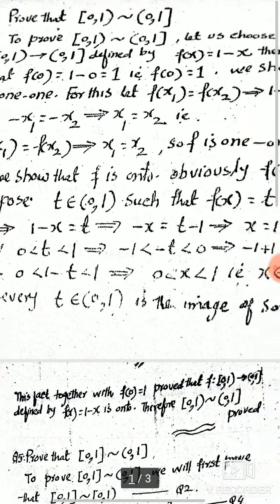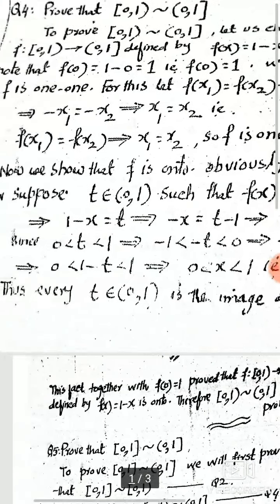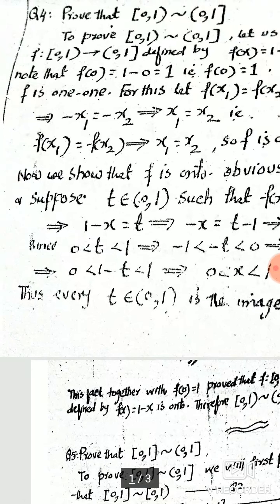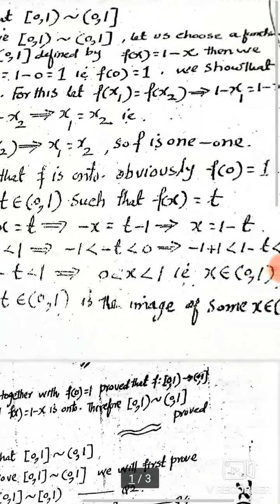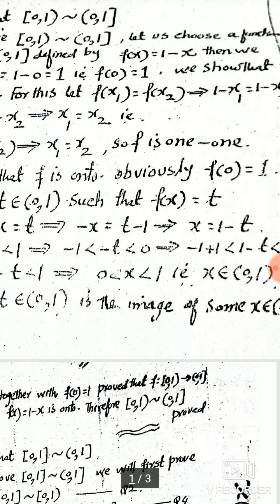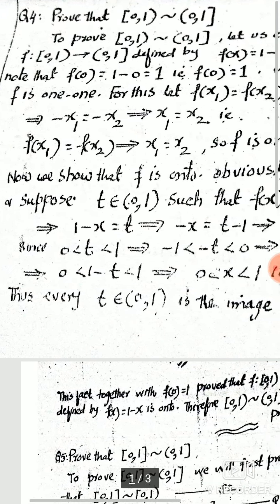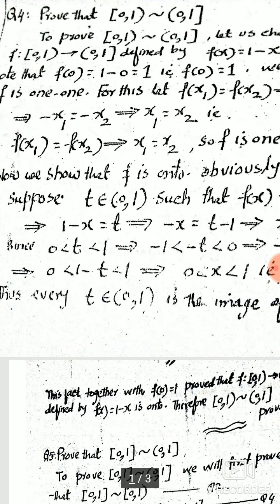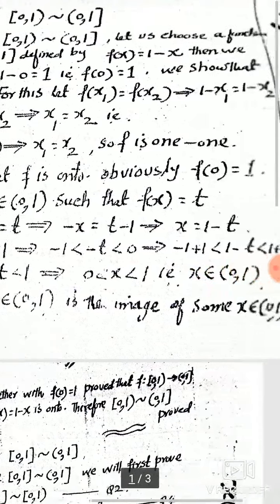To prove that, let us choose a function f from [0,1) to (0,1], and this function is defined by f(x) = 1 - x. Then we know that if we put x = 0 in the above function, f(0) = 1 - 0 = 1, that is, f(0) = 1.